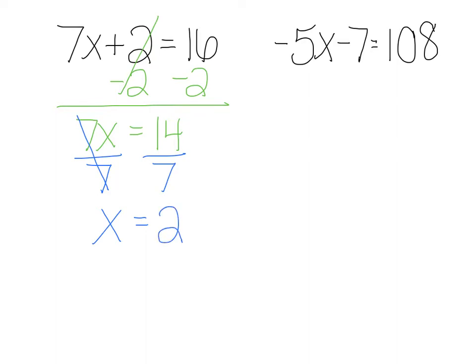What's the best way to check your answer? Plug it back in. 7 times 2 plus 2 equals 16. Well, 7 times 2 is 14, and 14 plus 2 is 16. So we know it works.